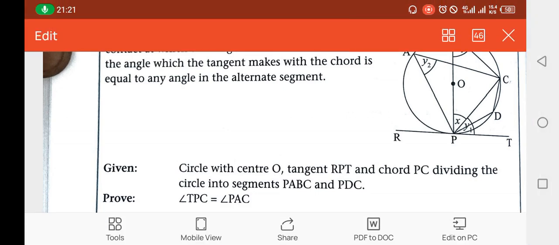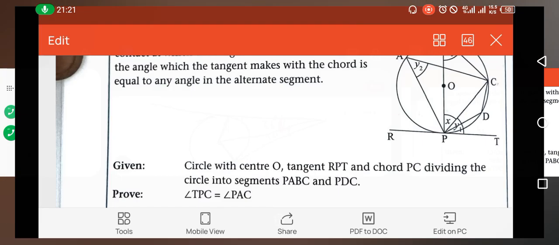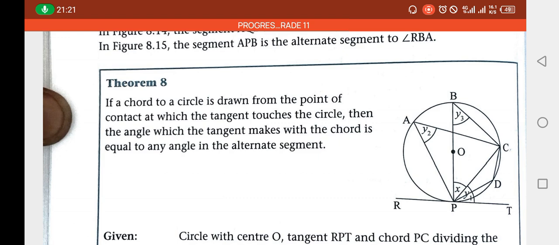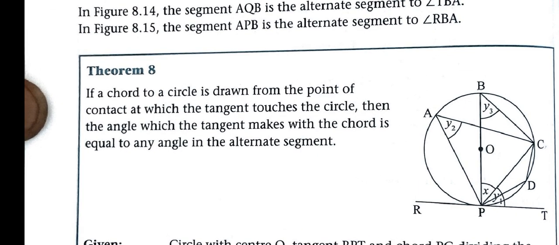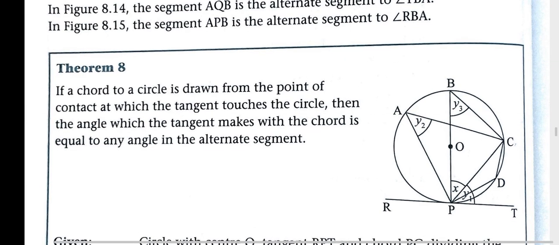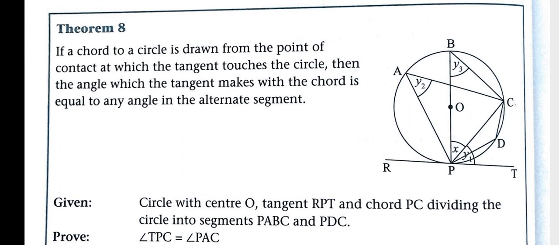So we are moving on to Theorem 8. Theorem 8 states that if a chord to a circle is drawn from the point of contact at which the tangent touches the circle, then the angle which the tangent makes with the chord is equal to the angle in the alternate segment. So trust me, you won't understand those words. Let me put it in a drawing form so that it is easier to understand.